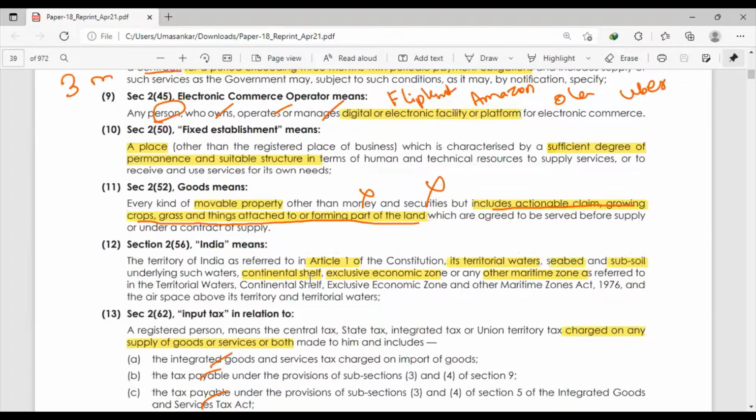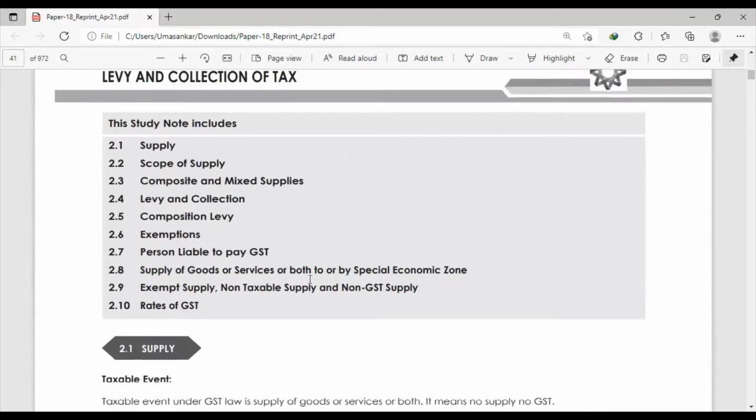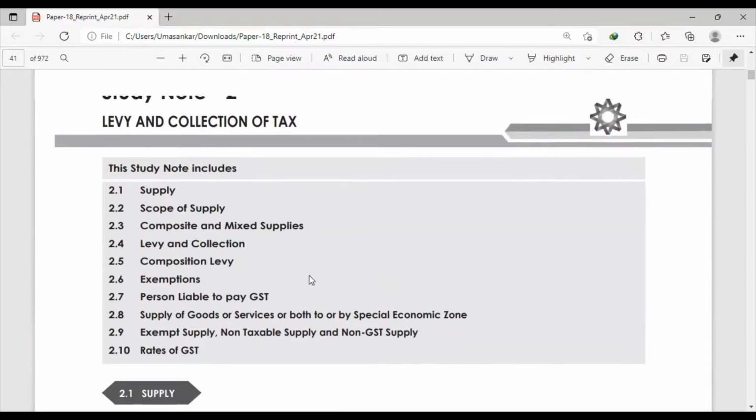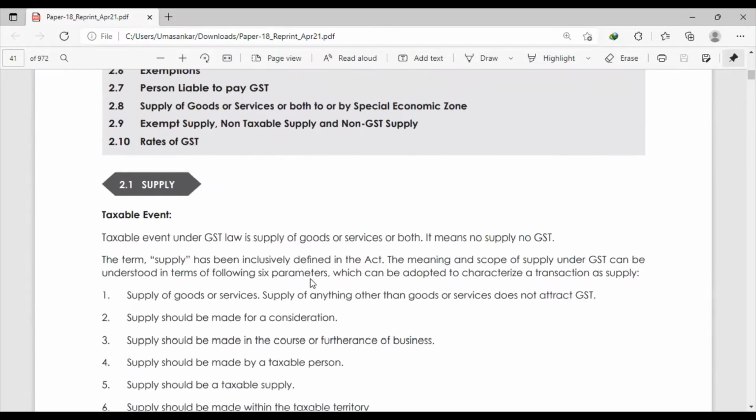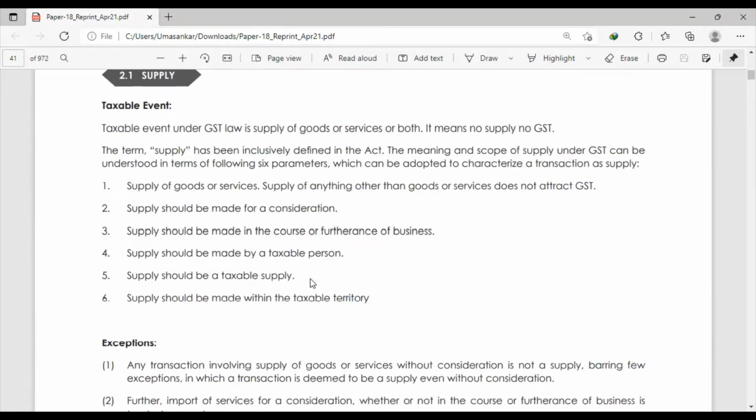Now we will start today's topic. We will begin with levy and collection of tax, supplies, scope of supply, what do you mean by composite supply, what do you mean by mixed supply. Before going to supply, we need to understand what is taxable event. What is taxable event?